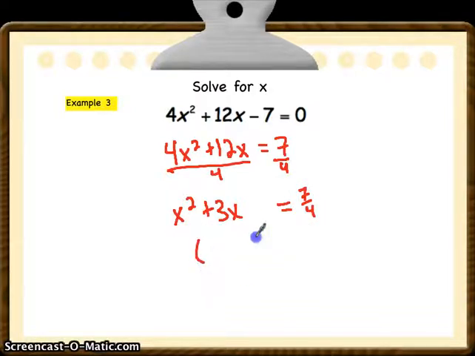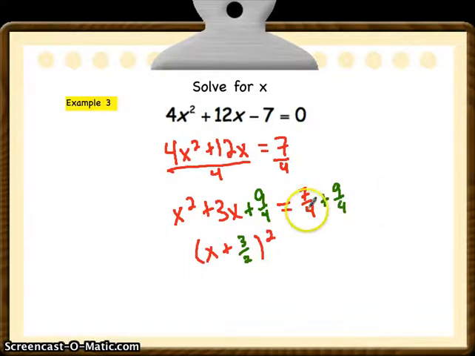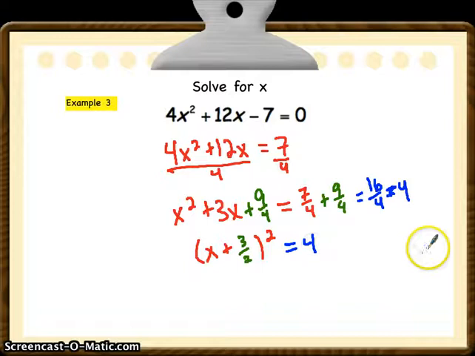Now let's go ahead and complete the square. Again, x plus half of 3, so I'm going to call that 3/2. Therefore, that number squared goes up top, 9/4. Let's add 9/4 to both sides. And 7/4 plus 9/4, realize, equals 16/4, or 4. Therefore, we are equal to 4 down here.